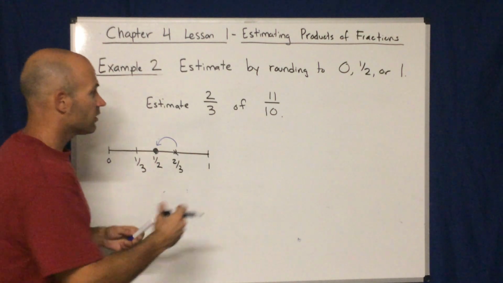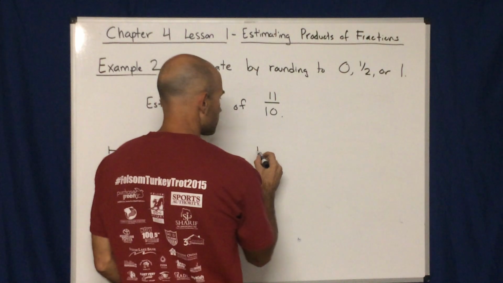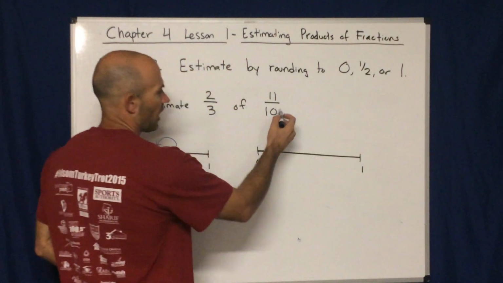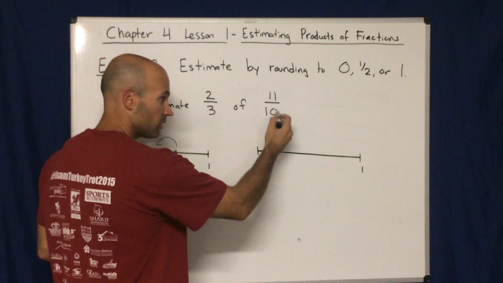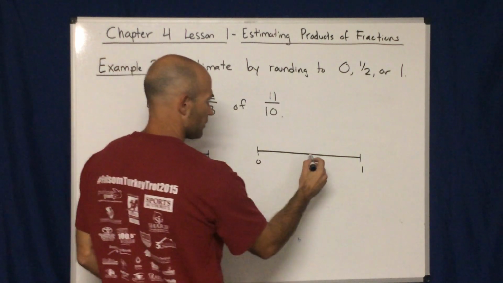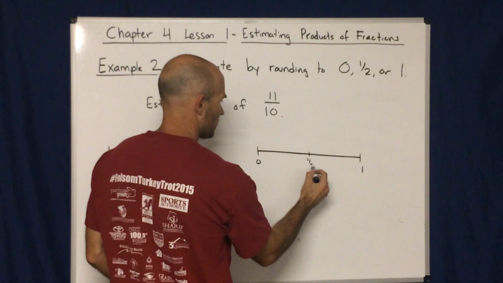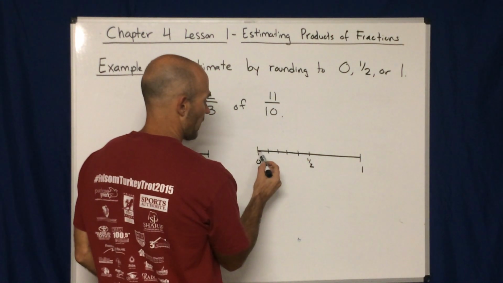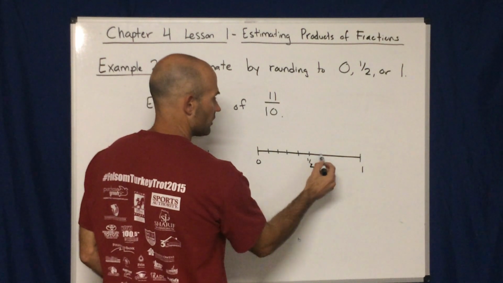I could do the same thing for 11/10. So I go 0 to 1. I'm dividing the number line into 10 equal pieces, this number line from 0 to 1. So there's 1/2. And then 1, 2, 3, 4, so there's 5, 1, 2, 3, 4, 5.